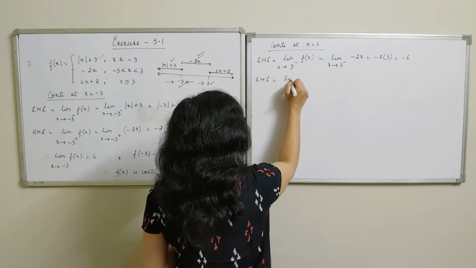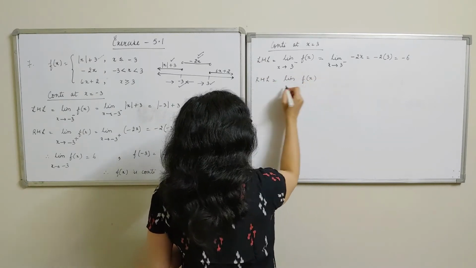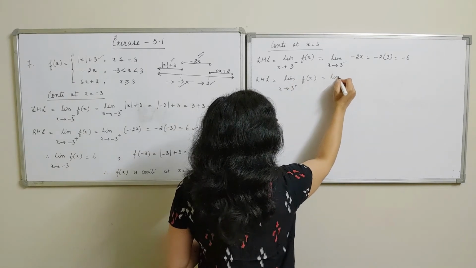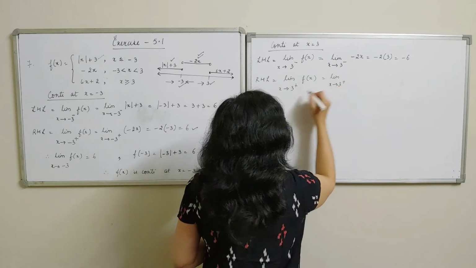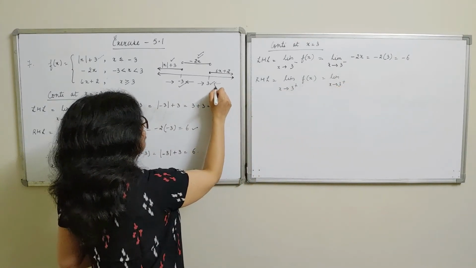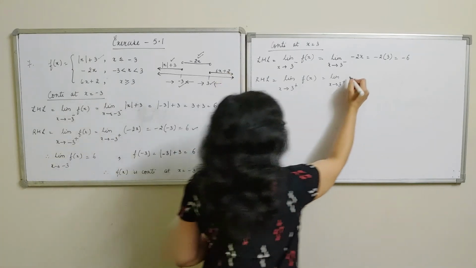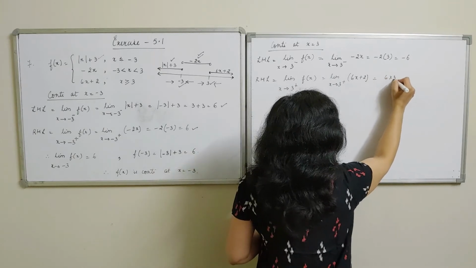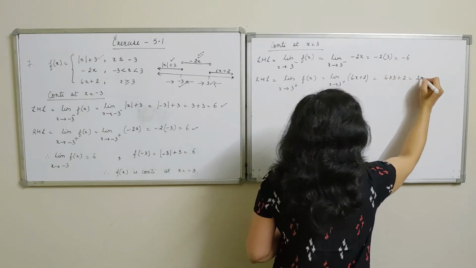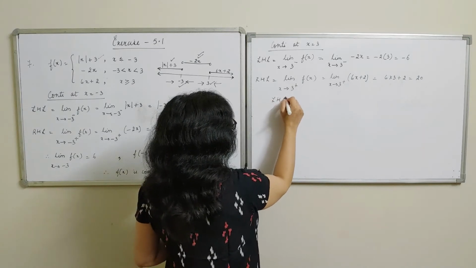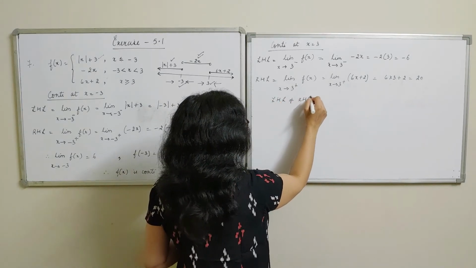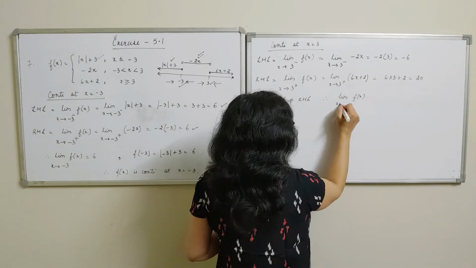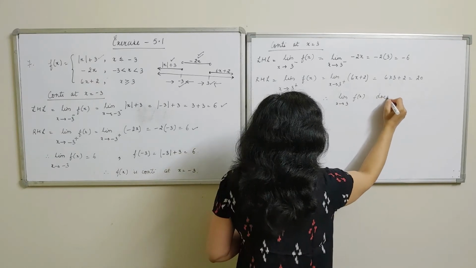RHL, you should always be writing down the formal definitions of LHL and RHL first. This is the formal definition, and now choose which function this is. 3 plus means whenever x is more than 3, the function is 6x plus 2. So we have chosen the function 6x plus 2. By direct substitution, we get 6 into 3 plus 2, which is 20. So here you can see that LHL is not equal to RHL. Therefore, the limit of the function when x tends to 3 does not exist.